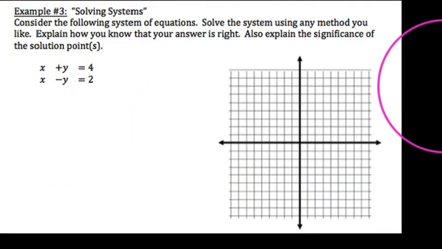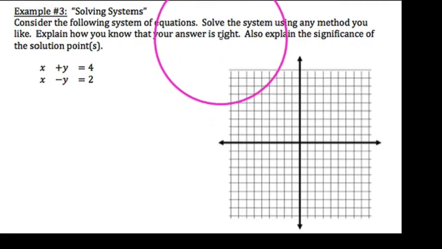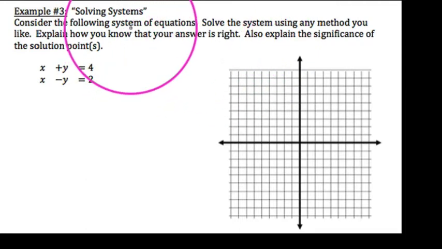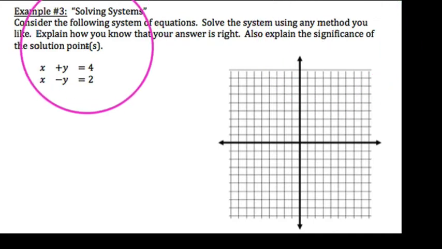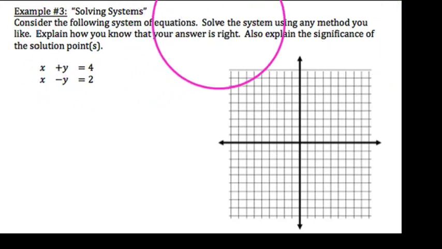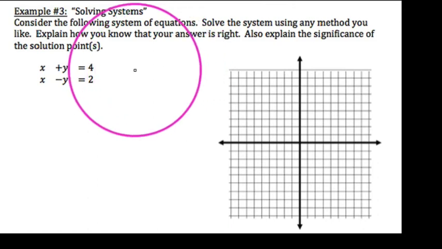We're going to solve a couple of systems of equations and just talk about our results, okay? And then a little bit of commentary to follow. But we say, consider the following systems of equations. We want to solve the system using any method we would like and explain how we know our answer is right. Also, the significance of the solution points, okay?